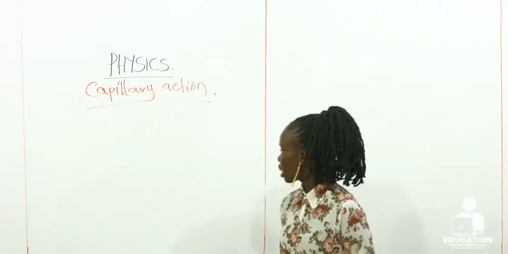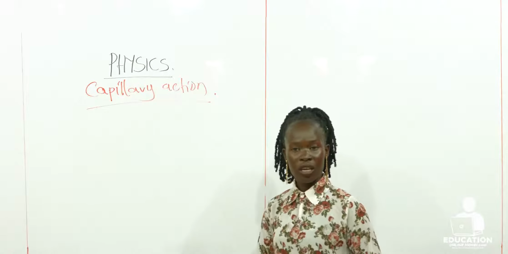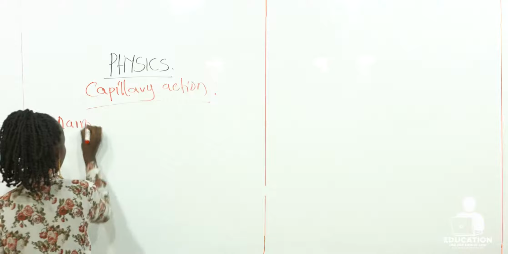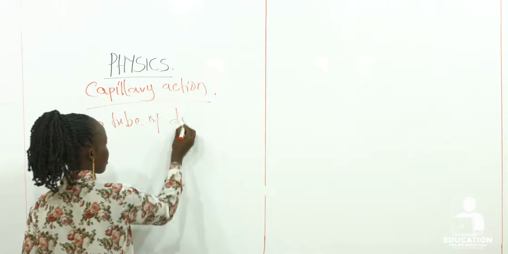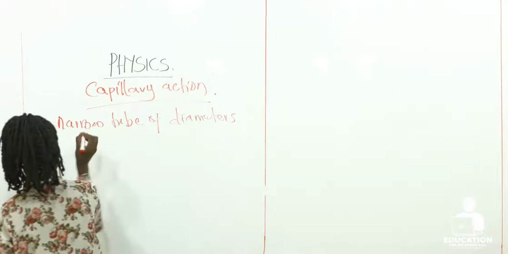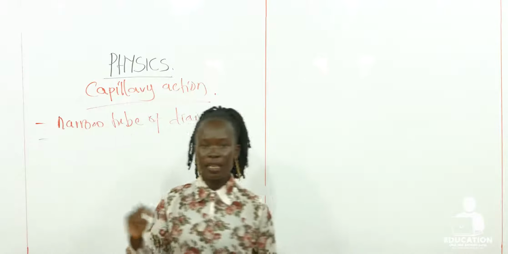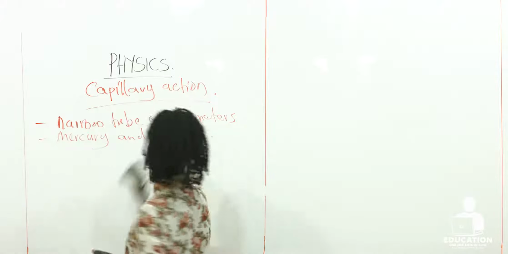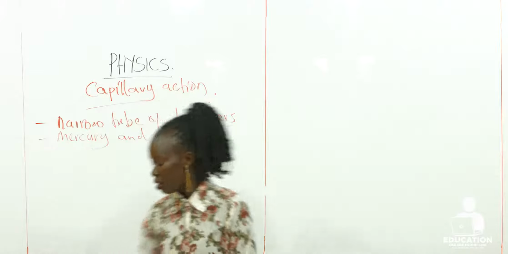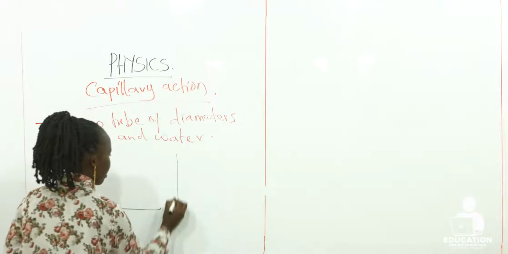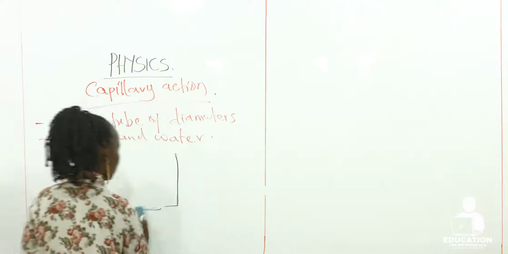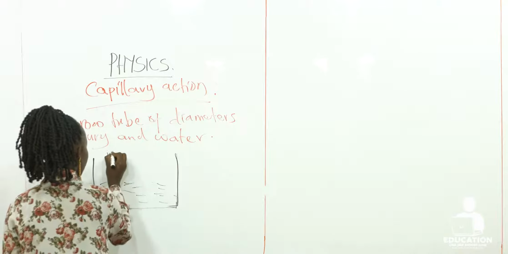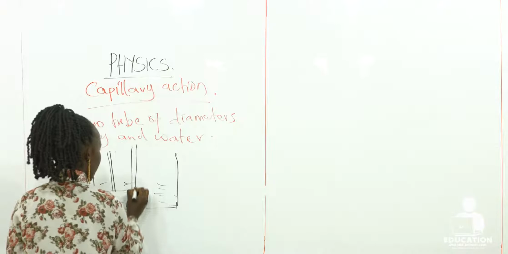So if we have it like that, we can also demonstrate that. You can try to find out how this action works. Well, we can get narrow tubes of different diameters. Or we can also have two different types of liquids. Let's take mercury and water. So you get your tubes and dip them in a basin containing water. We expect this to be water, and then we have our tubes here of different diameters.